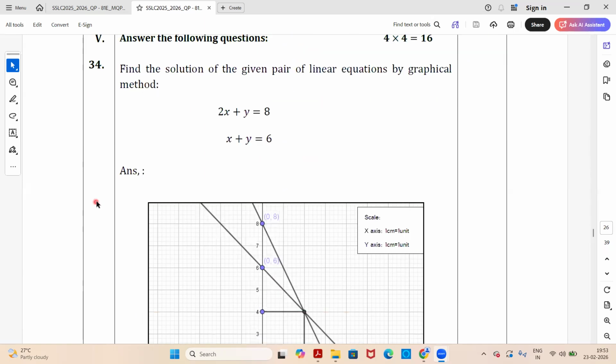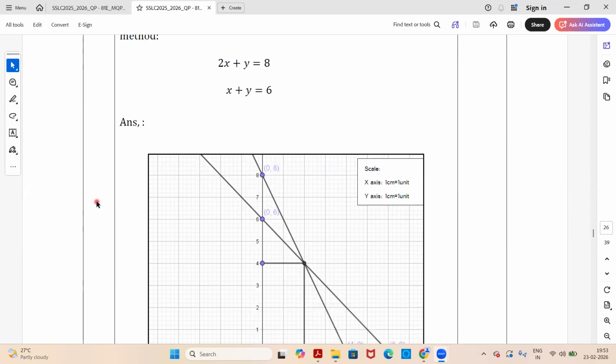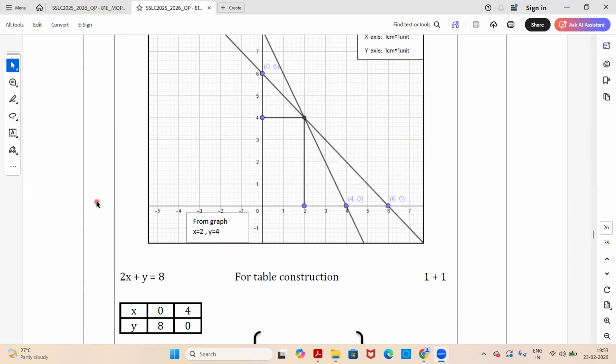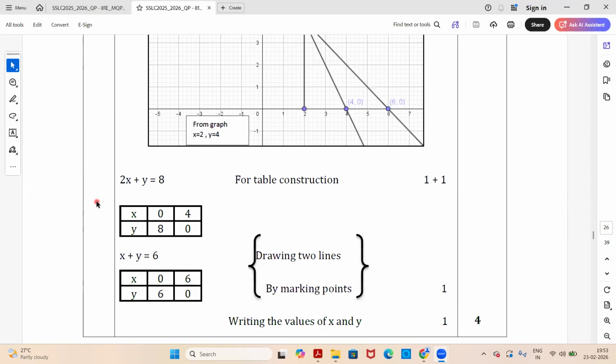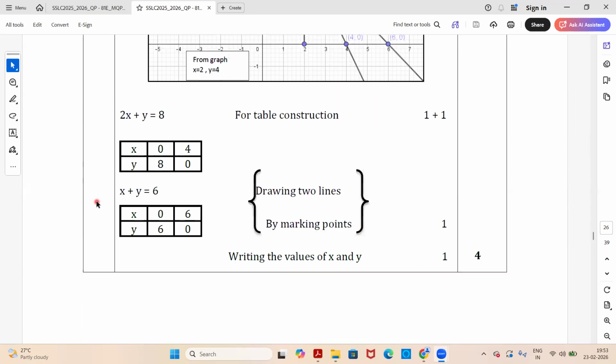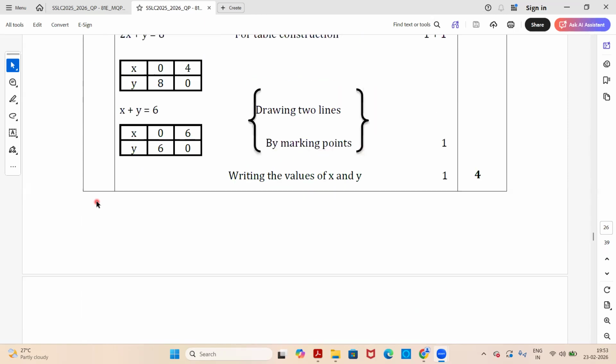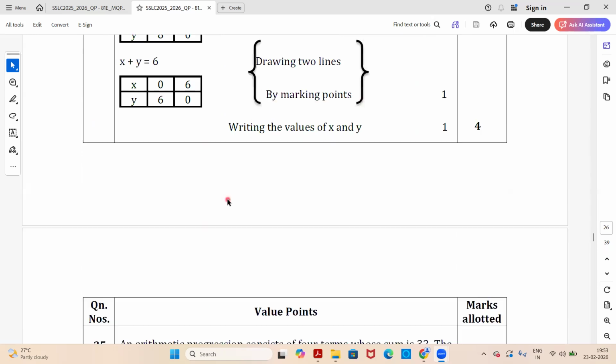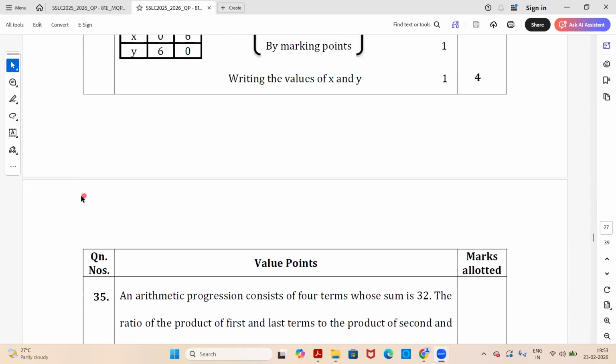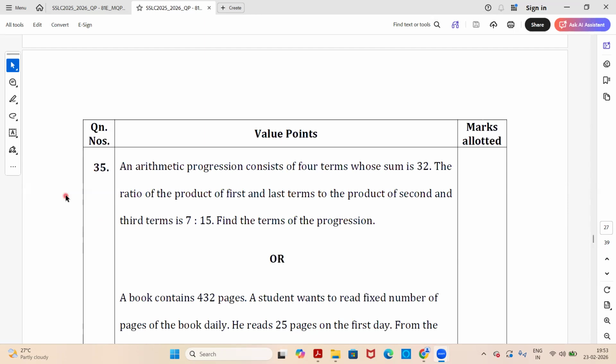Find the linear equation by graphical method. So again, answer is here. Table construction is also given. Marks allocation is also given. Explanation is also given here so that it gives you a clear idea what are the steps those are needed.